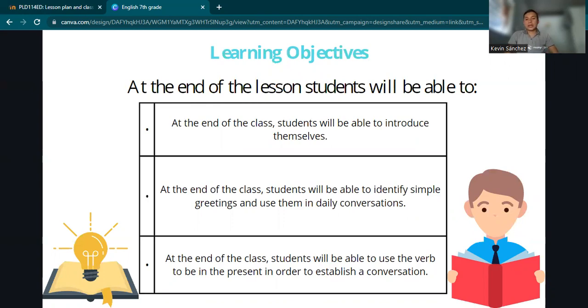And the last one says, at the end of the class, the students will be able to use the verb to be in the present in order to establish a conversation. So you can see that we have three objectives for our classes that at the end of the lesson, we are going to achieve. Okay.